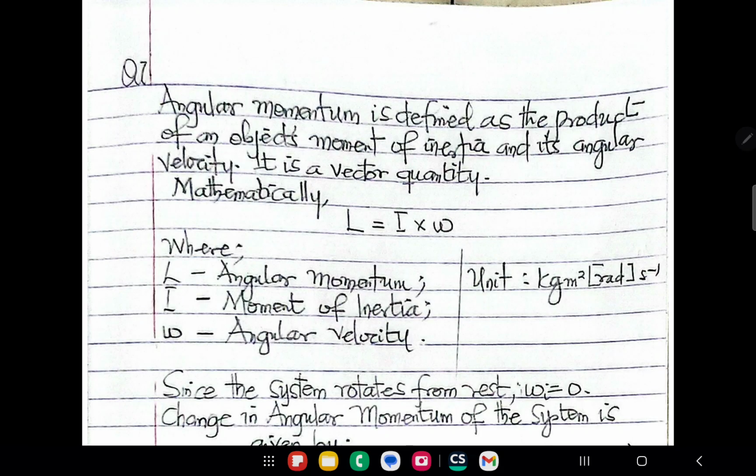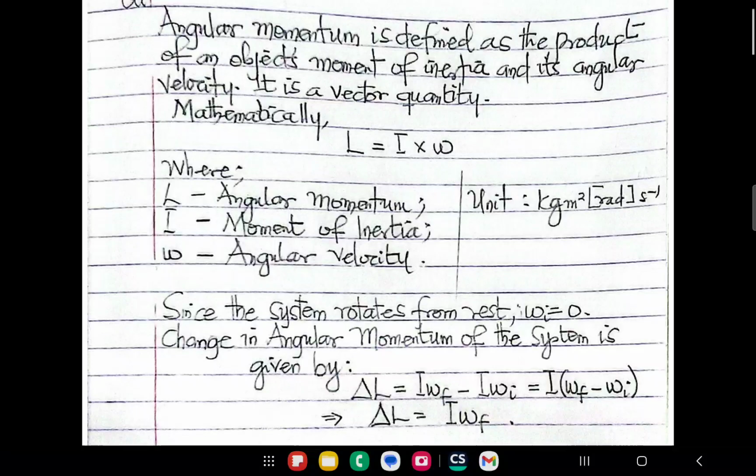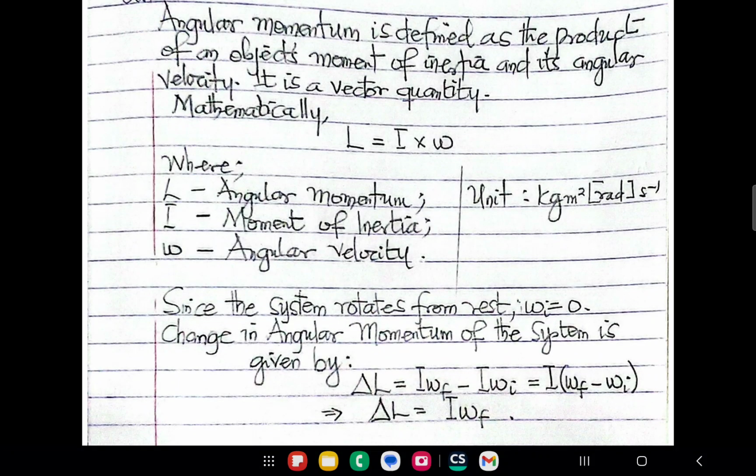Now, the first thing you're expected to know is to be able to define what angular momentum is. It's defined as the product of an object's moment of inertia and its angular velocity. So mathematically, angular momentum is given as moment of inertia times angular velocity. And mind you, this is a vector quantity.